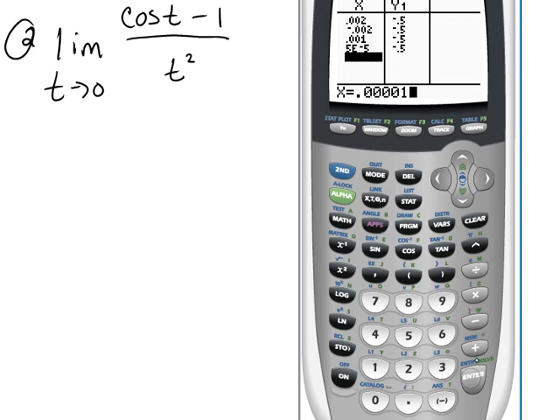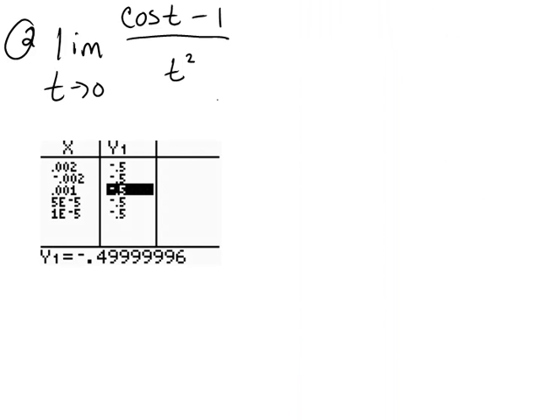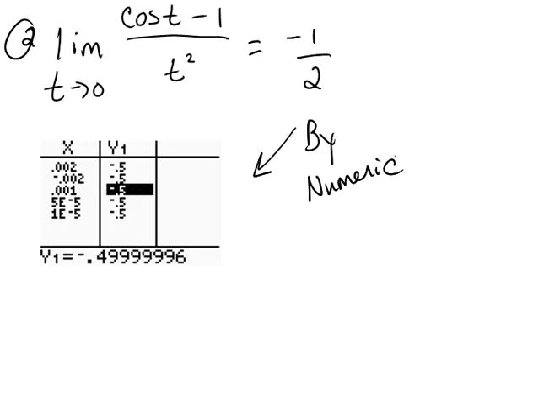And you do in fact get, it looks like, -1/2. And if you move your cursor onto it, at .001 it's -0.4999 repeating, and they rounded it to -0.5. All right, so we could probably argue that this limit, I'll bring this table down here, is equal to -1/2 by the numeric analysis.